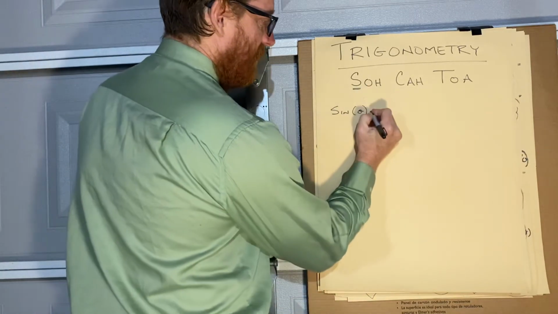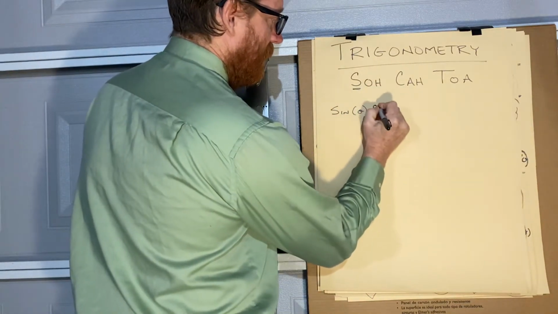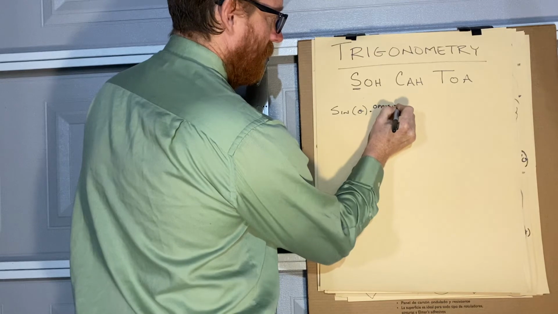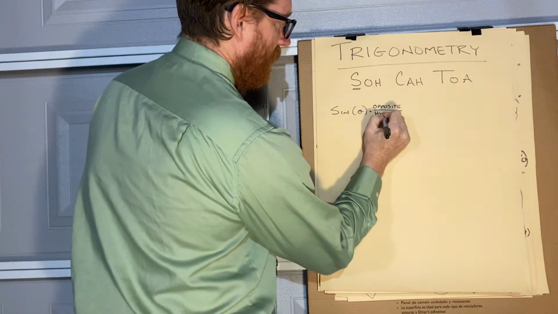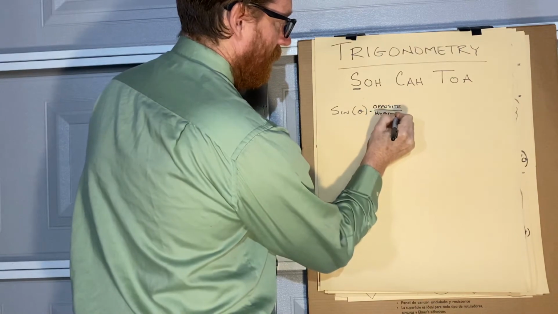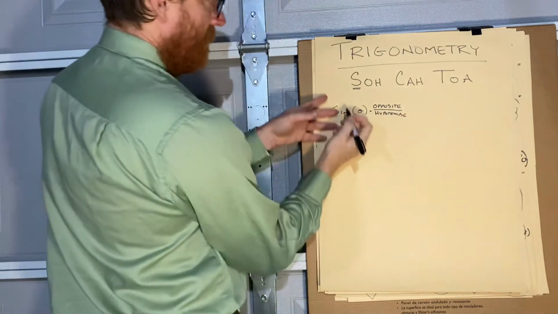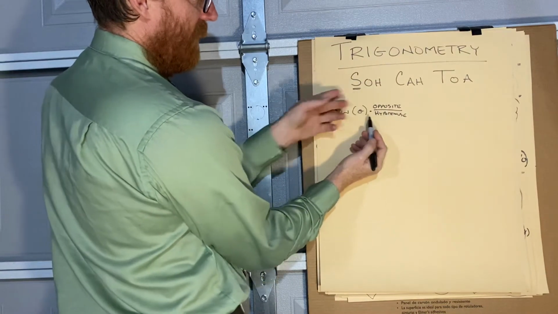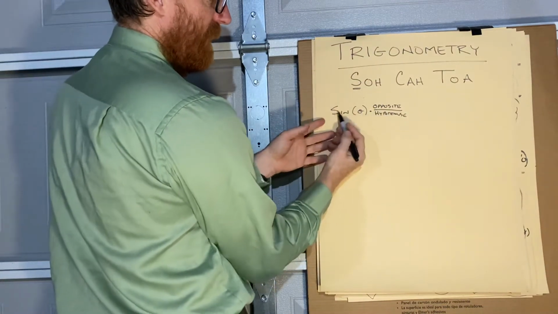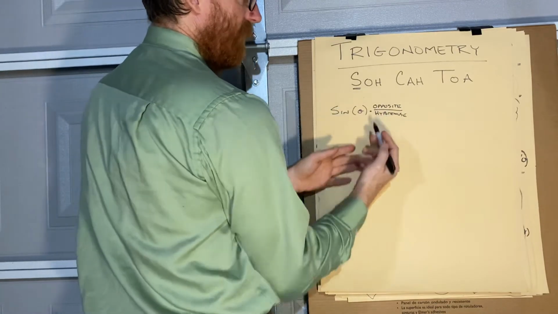And the sine is going to equal opposite over top of hypotenuse. So again, S is the sine, then O is on top and H is on bottom. SOH: sine is opposite over hypotenuse. Sine of the angle really is equal to opposite over hypotenuse.